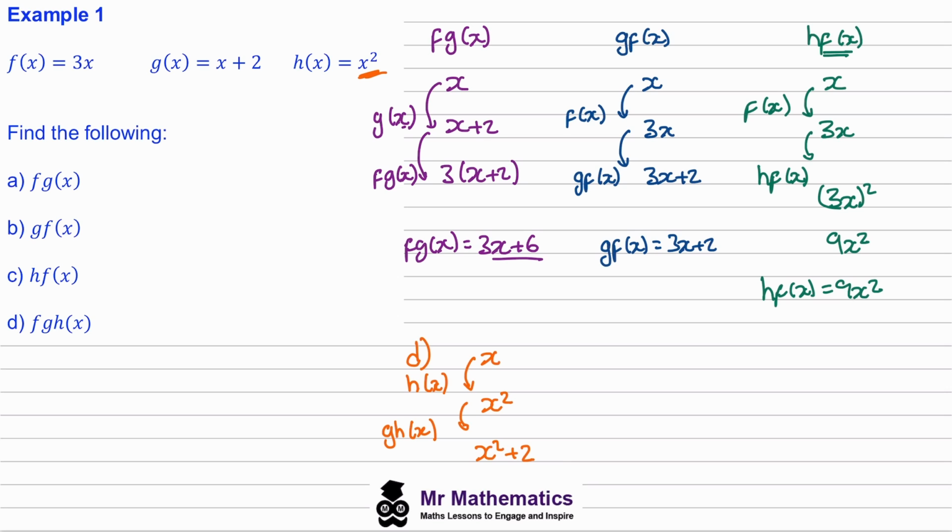And then we apply f of x. So now we substitute x squared plus 2 into here. And this will give us 3 lots of x squared plus 2. And we can expand this out, and we get 3x squared plus 6. This is fgh of x. Okay? So I hope that's given you an idea on the notation for composite functions. Let's try some exam style questions.